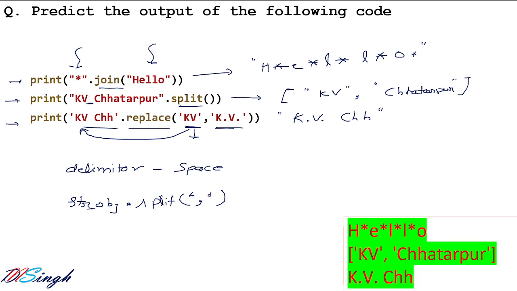Oh, you will not get a star here. The star is embedded between the elements only. At the last you will not get the star, remaining all are correct. So here you have that string split based on the spaces, and here you have a substring replaced with the new one. So this is the output for this code.